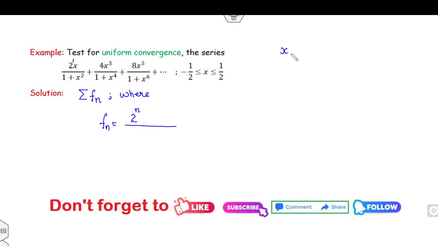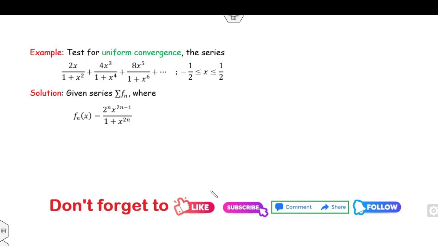Look at the value of x: x raised to power 1, x raised to power 3, x raised to power 5. So that's the odd series. I can say it's x raised to power 2n minus 1. Denominator: 1, x square, x4, x6. That's the even series, so it's x raised to power 2n. Fine. Now we can start with the modulus value.